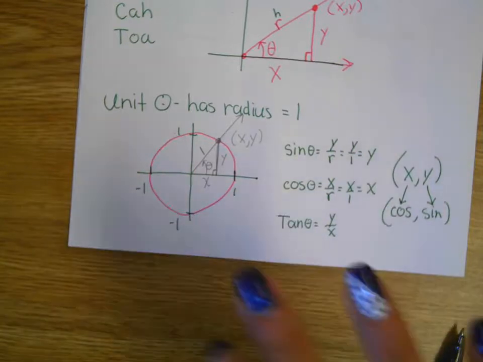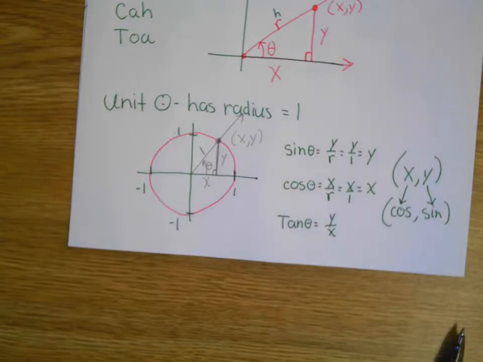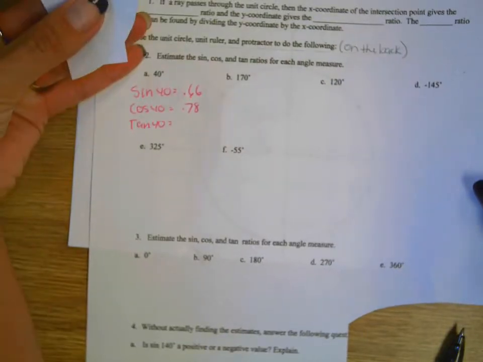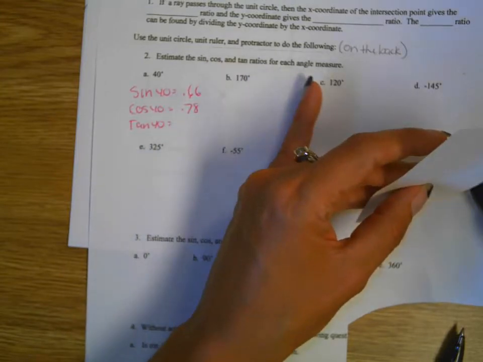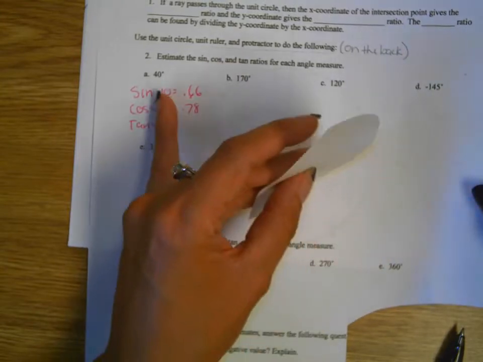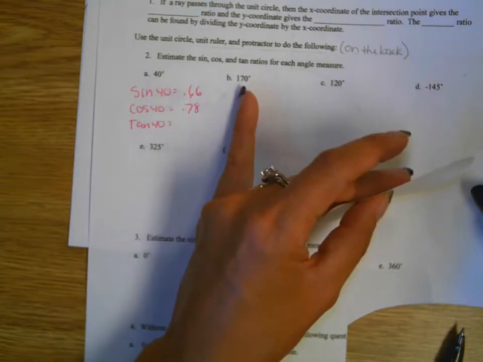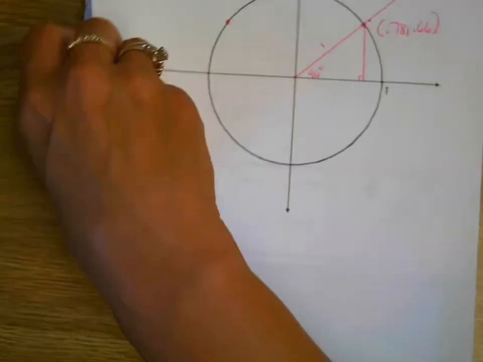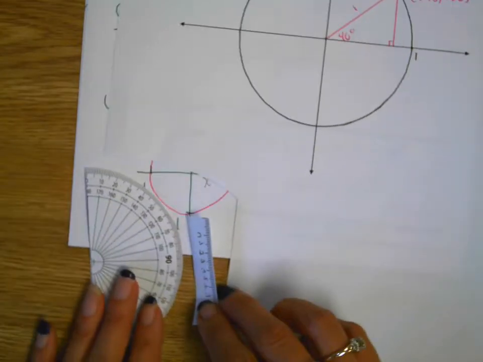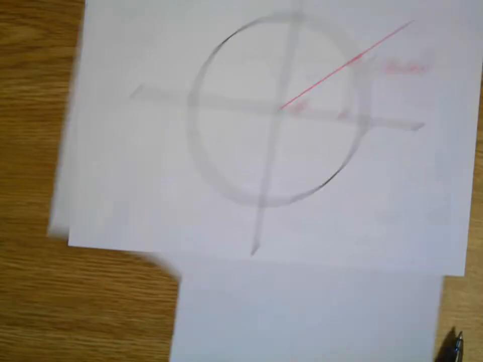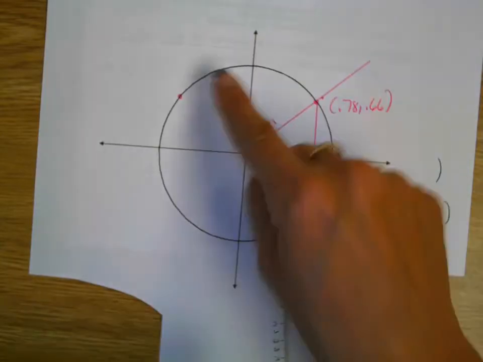Okay, your assignment is going to be this little sheet. The top is just kind of a quick summary of what I did. And then in here I say I want you to estimate the sine, cosine, and tangent ratios for each angle measure. I'll do this one. So I've got 170 degrees. So you flip your paper over. There's a little protractor and ruler down here that you got to cut out. So you've got to make a 170 degree angle.